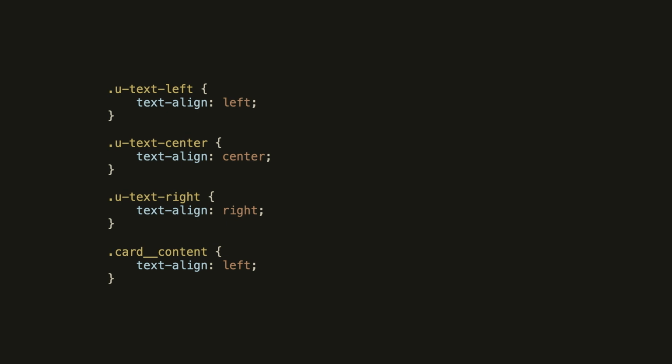Third example, some utility classes that I have there to left align, center align, text align, and then also a card content with text align left. Now imagine that I have a div with a class card content and then a class uTextCenter. Will the text be left aligned from the card content or will it be center aligned from uTextCenter?